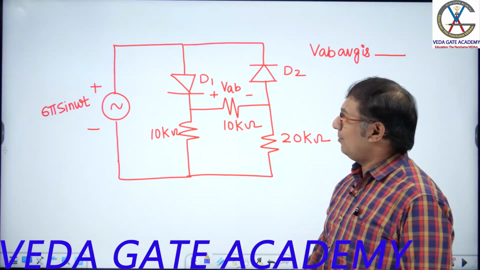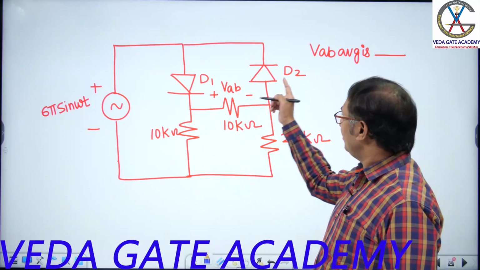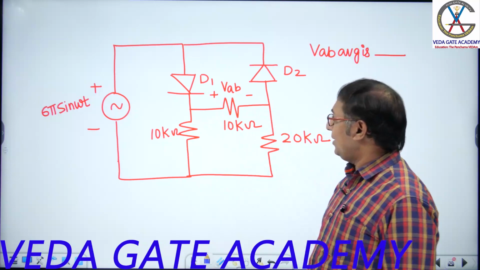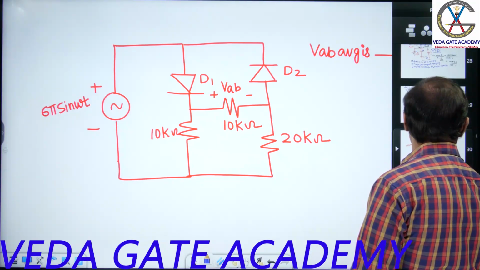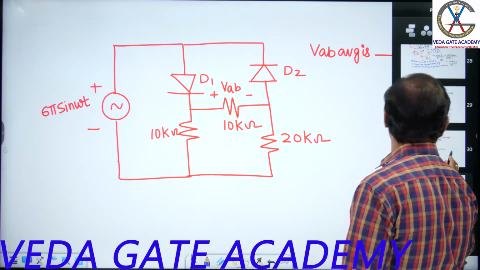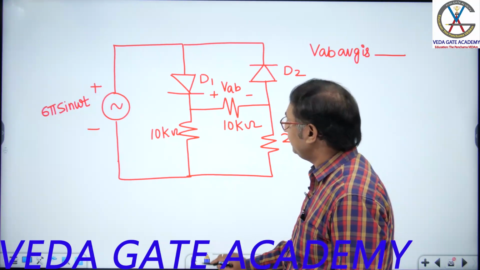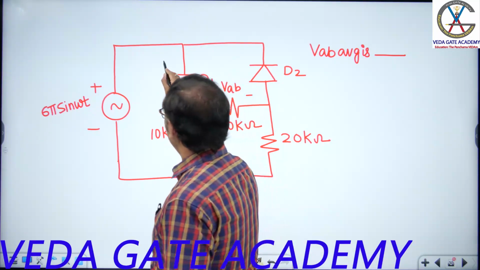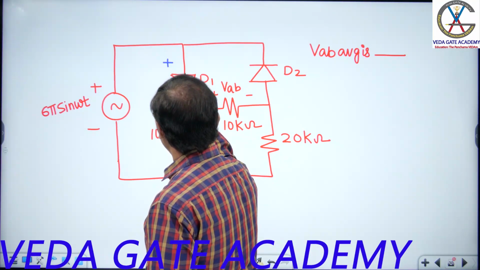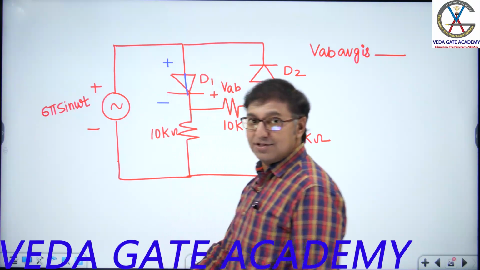6 pi sin omega t is given. Here it is asking what is the value of VAB. Let me copy the structure one more time. For both positive half cycle and negative half cycle, it will be useful. Come on, sir. Positive half cycle, you tell me. Here plus, here minus. This diode is forward biased.